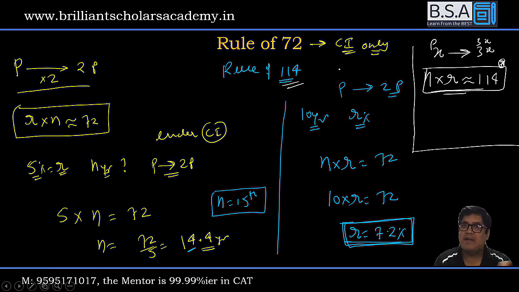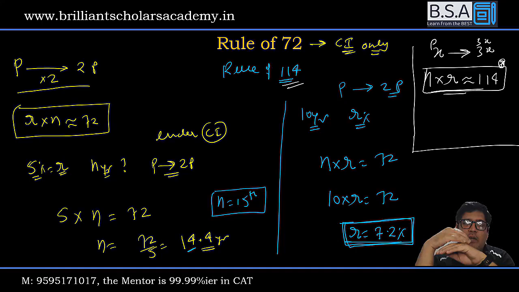So don't double the 72. Don't make it 144. That's a common mistake. 114. Write this down. The rule of 72 is there only for the money to be doubled under compound interest.